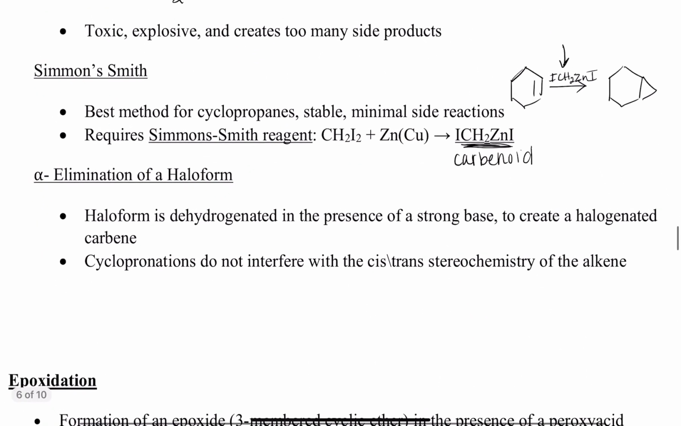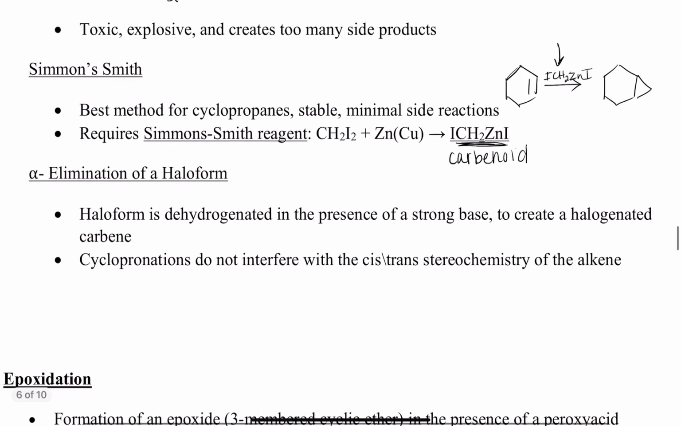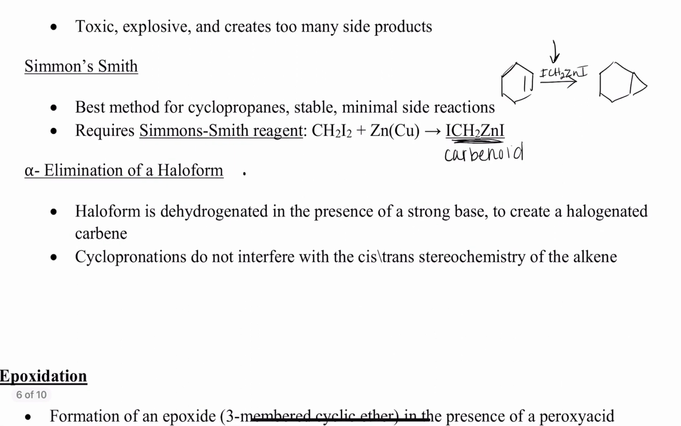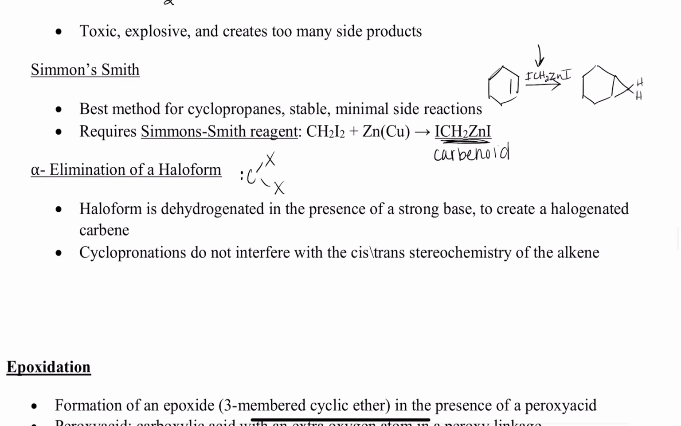The third method is alpha elimination of a haloform. Again, this is going to create a halogenated carbene because over here we just have two hydrogens. So a haloform is dehydrogenated in the presence of a strong base to create a halogenated carbene.